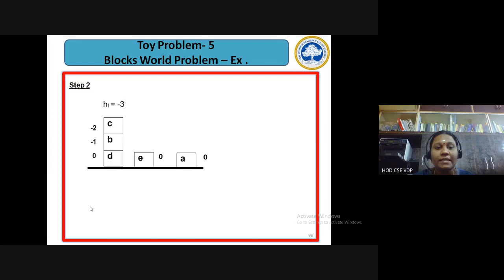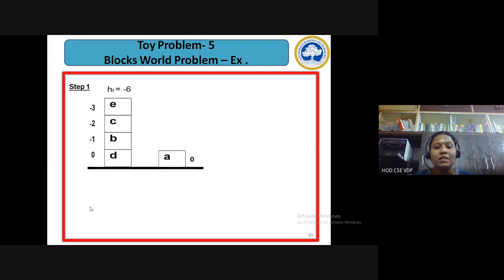Okay, moving on to the second step, and you have to calculate heuristics at each step. When you calculate heuristics, A is actually correctly positioned, but since it's on the floor, it's only 0. And then you have to just add. The guiding method says that the heuristic must improve at each solution.